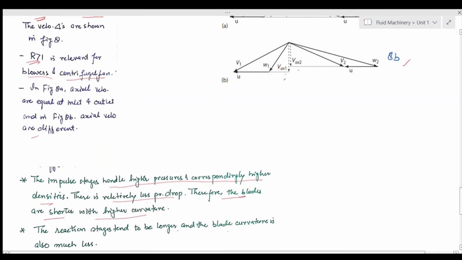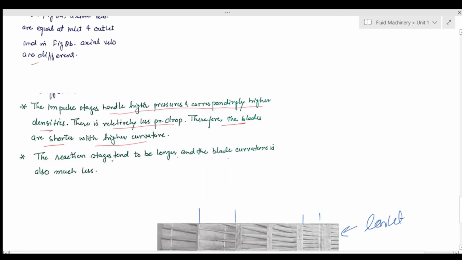जो शुरुआत की स्टेजेस होती हैं, इम्पल्स स्टेजेस होती हैं, या अगर हम इम्पल्स टरबाइन की बात कर रहे हैं, सिंगल स्टेज भी है, तब भी इम्पल्स स्टेजेस जो होंगे उसके डिजाइन में ये दिखाई देगा कि ब्लेड शॉर्टर होंगे, हायर कर्वेचर होगा, एंड द रिएक्शन स्टेजेस टेंड टू बी लॉन्गर एंड ब्लेड कर्वेचर इज आल्सो मच लेस.